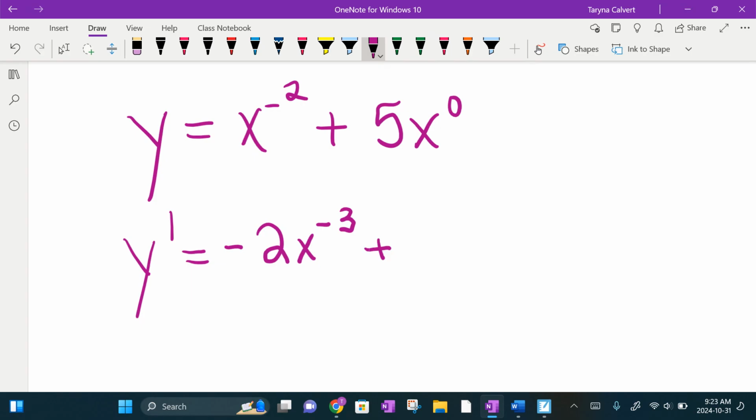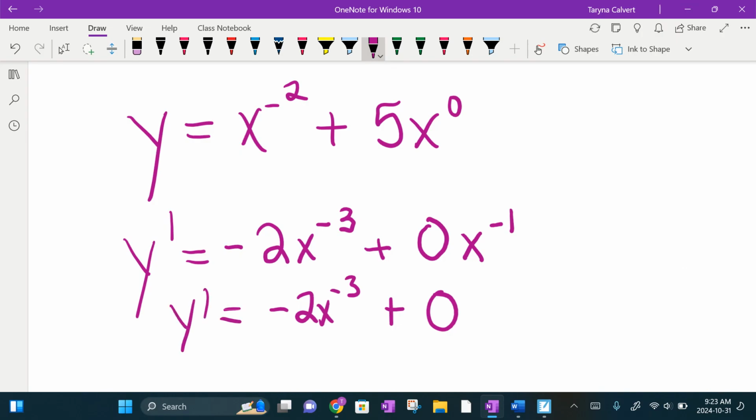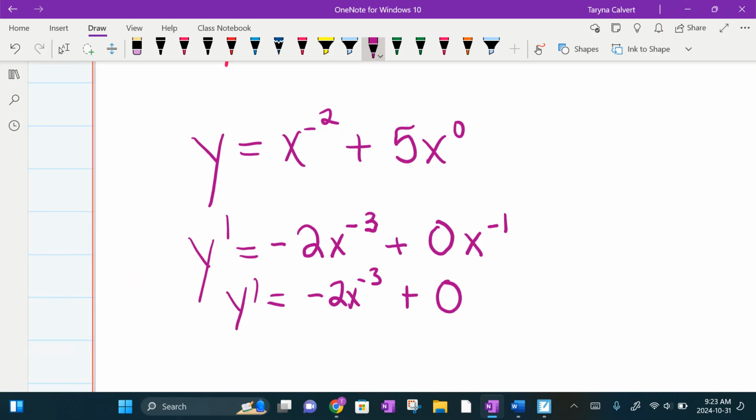5 times 0 is 0. x, 0 minus 1 is negative 1. 0 times x to the negative 1 is 0. That's what I was saying the whole time. But I did. I'm pretty sure I did. You needed the visual, I guess.